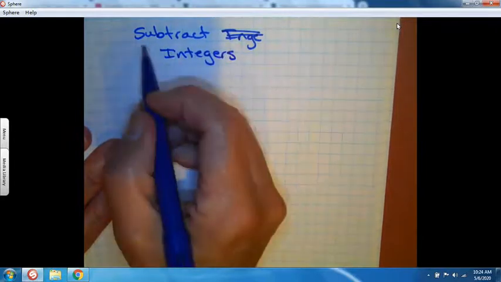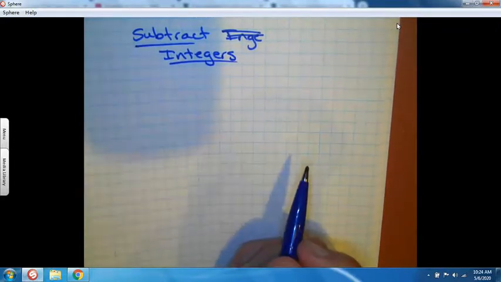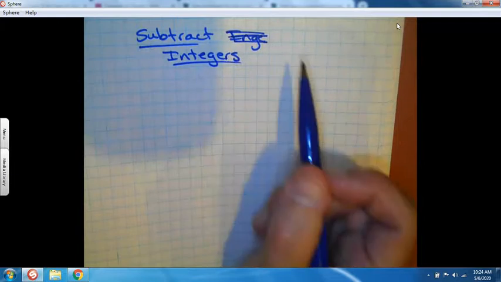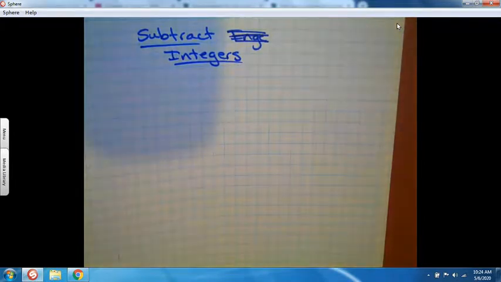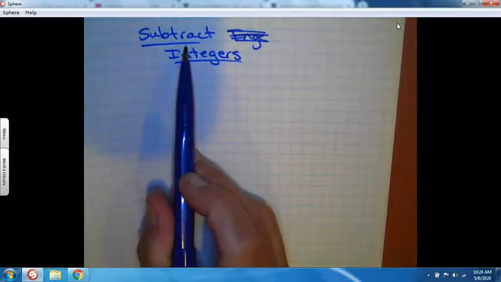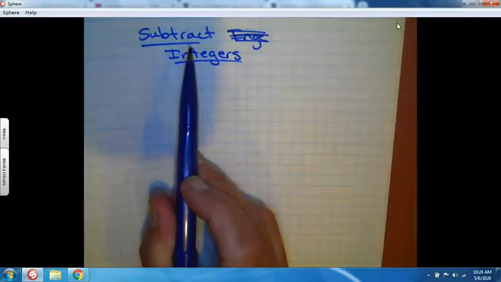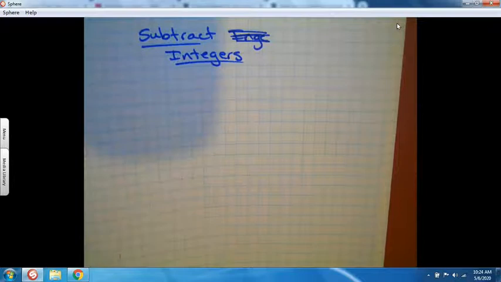Okay, subtracting integers. Alright, so what you need out is your rules for addition. Because we hate to subtract, so don't. I'm giving you permission not to subtract. What you need, I call it your magic wand. So you just need a different color out. It doesn't matter what color. And you just need to be able to understand the rule.